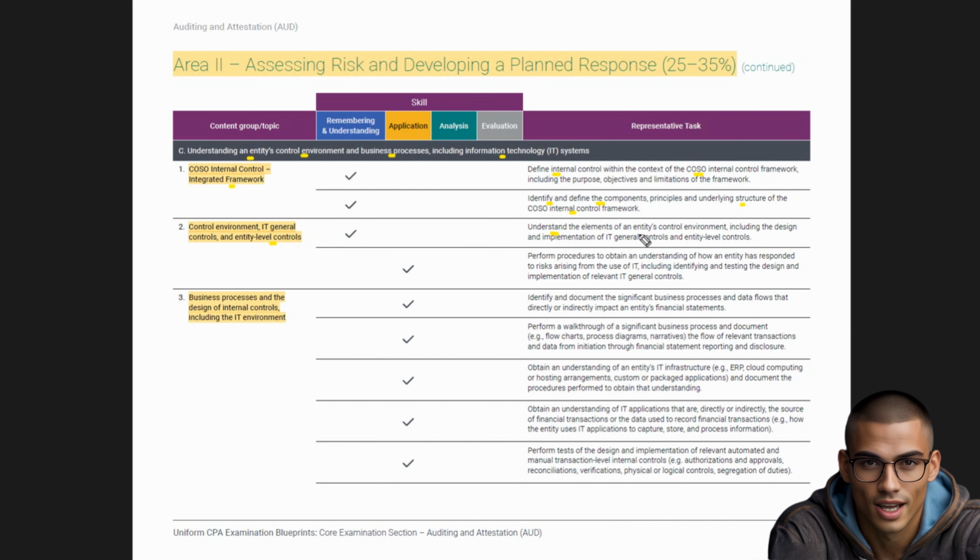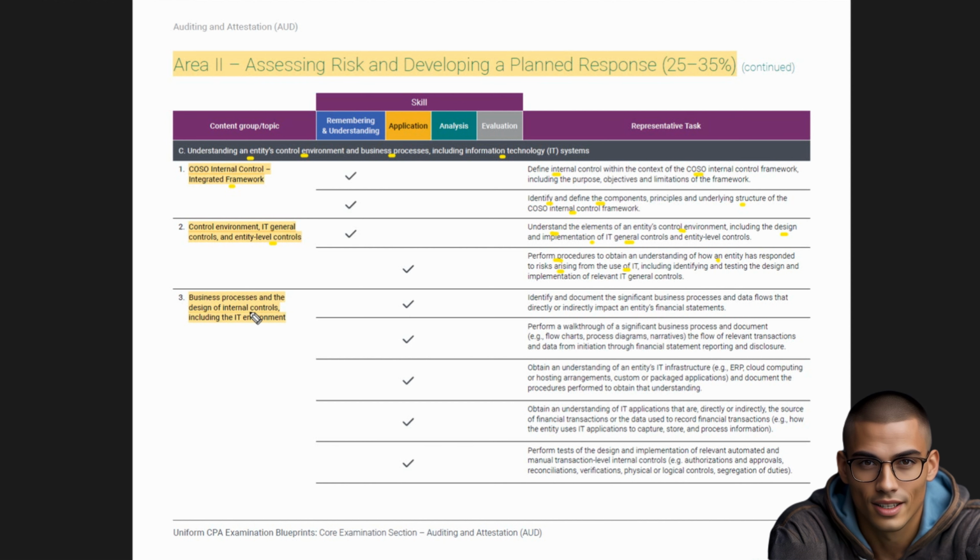Next, you have the control environment, IT general controls, and entity-level controls, where you'll need to be able to understand the elements of an entity's control environment, including the design and implementation of general IT controls, and you'll need to be able to perform procedures to obtain an understanding of how an entity has responded to risks arising from the use of IT.